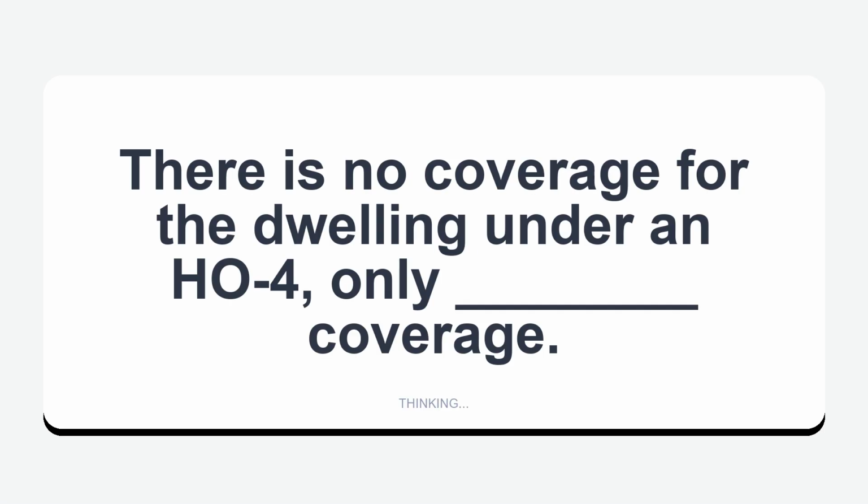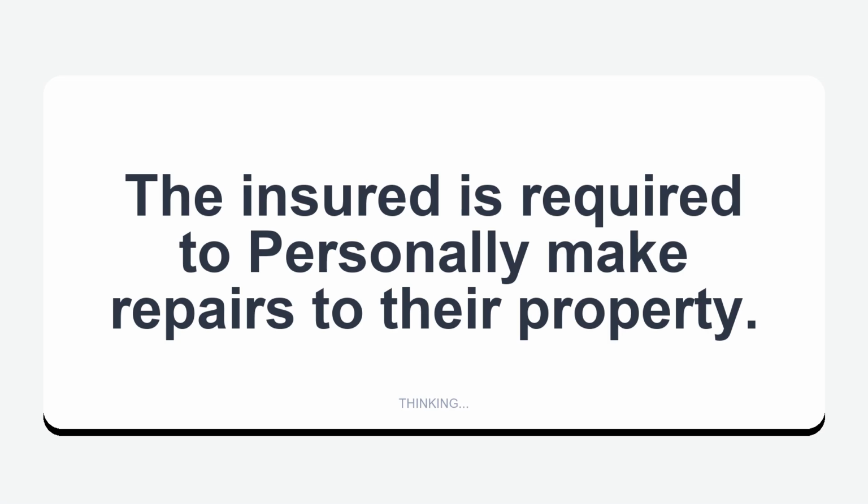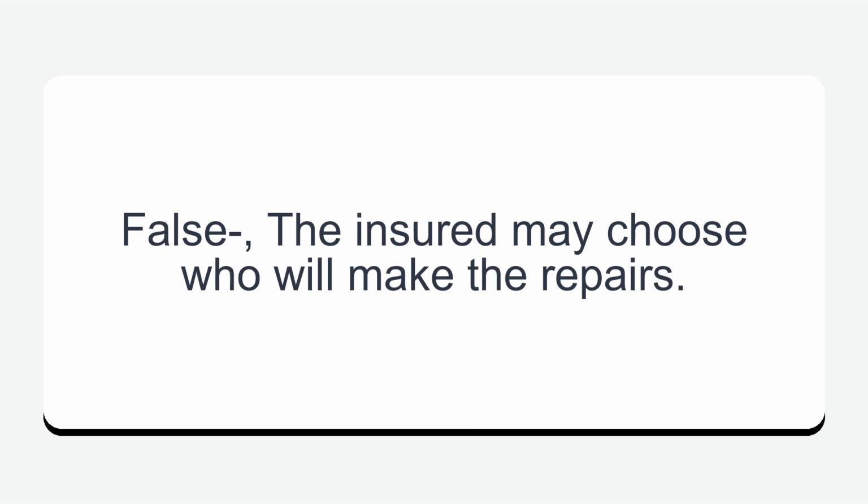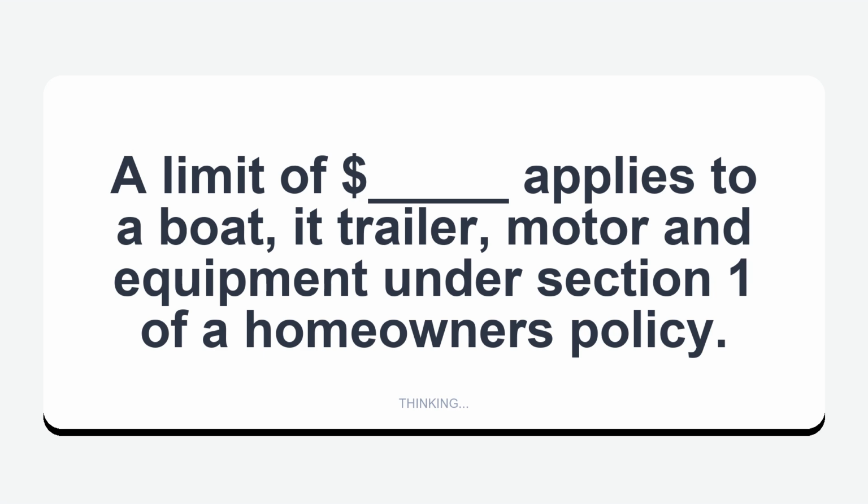There is no coverage for the dwelling under an HO 4, only blank coverage. Contents. The insured is required to personally make repairs to their property. False, the insured may choose who will make the repairs. A limit of $blank applies to a boat, a trailer, motor and equipment under Section 1 of a homeowner's policy. $1,500.